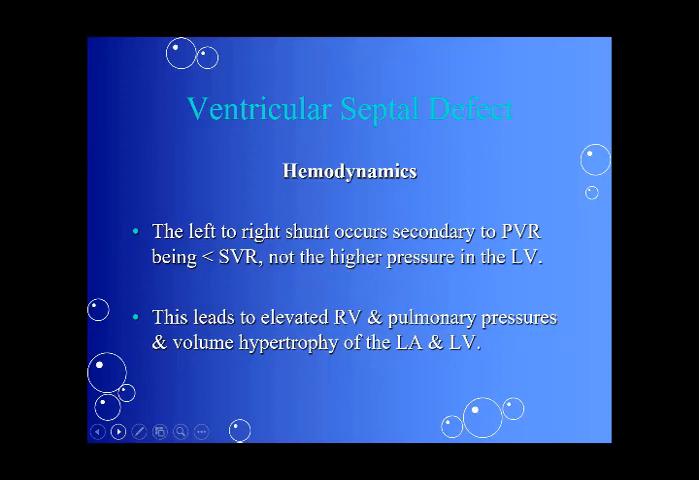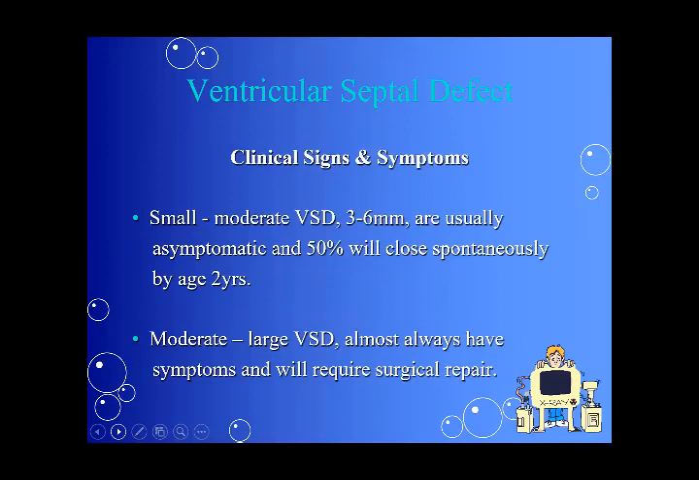Ventricular septal defect signs and symptoms: in the small to moderate VSD, that is 3 to 6 millimeters in size, these patients usually remain asymptomatic, and 50% of these cases will spontaneously close by 2 years of age. So if the patient has a small or moderate VSD of up to 6 millimeters that is easily diagnosed on echocardiography, we do not do anything significant in these children, and we wait for the closure.